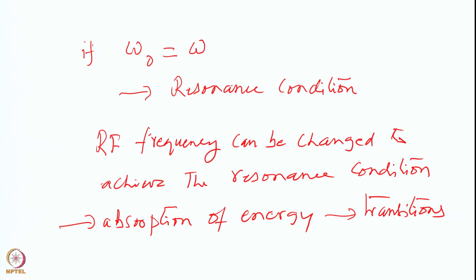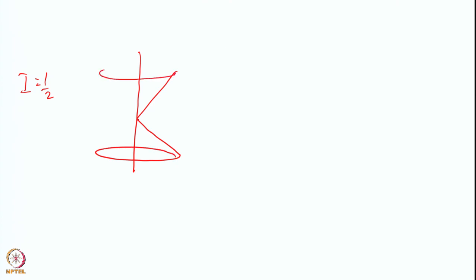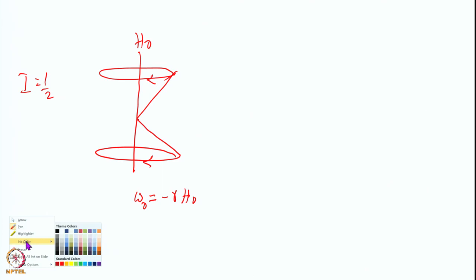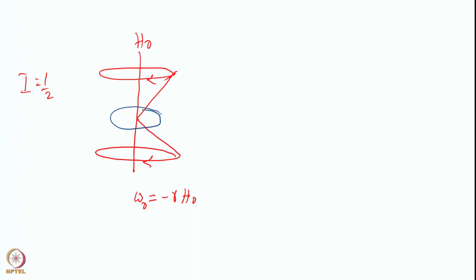Let us also look at this in a classical picture. The classical picture, again we go back to the single spin half system, I is equal to half. We said in the classical picture, these ones are precessing like this, these are also precessing like this, and this frequency of precession was given by omega is equal to minus gamma H naught, and this is H naught. Now this is the transverse plane. I have here the transverse plane, this is the z axis here, remember this is the z axis, and here I have the x and the y axis here.